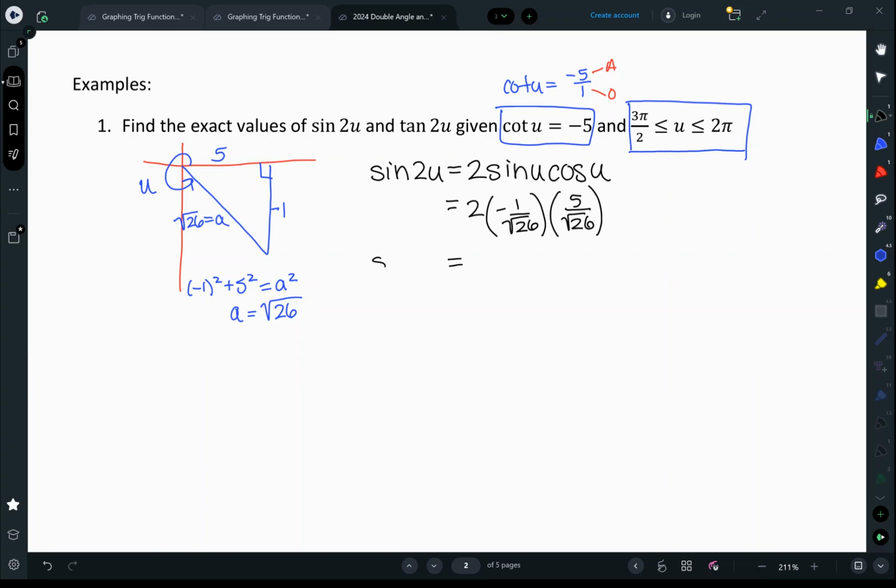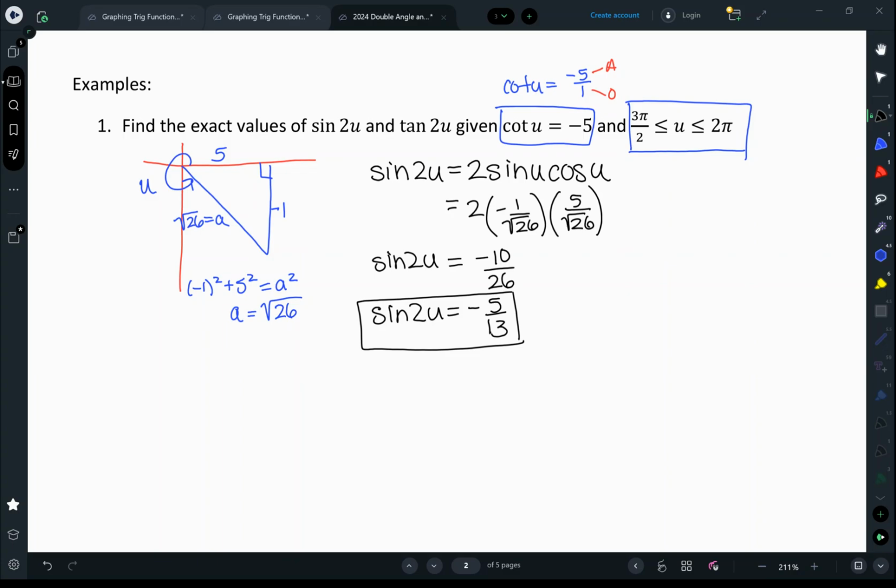So this means then that the sine of 2u is going to equal, my square root of 26 are going to rationalize and give me negative 10 over 26, and I can reduce that. So the sine of 2u is equal to negative 5 over 13. All right, so there's sine of 2u. And now I can take a look at tangent of 2u.